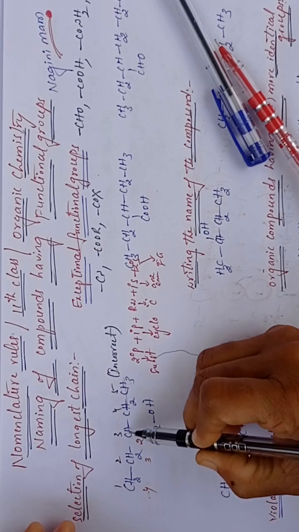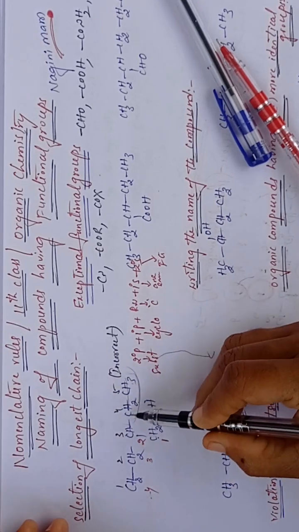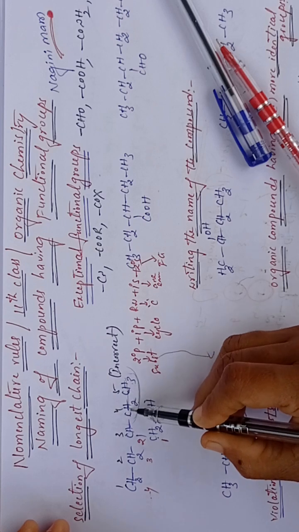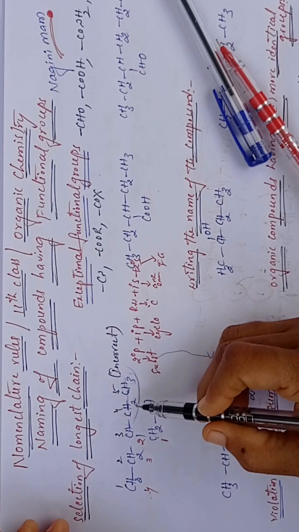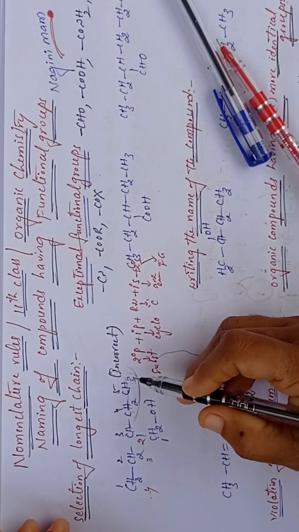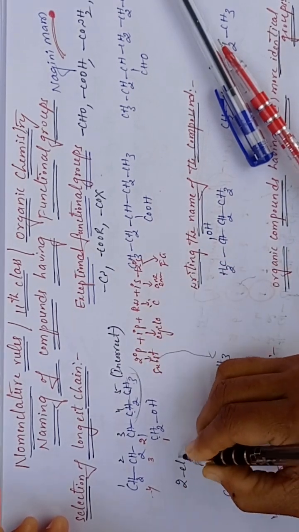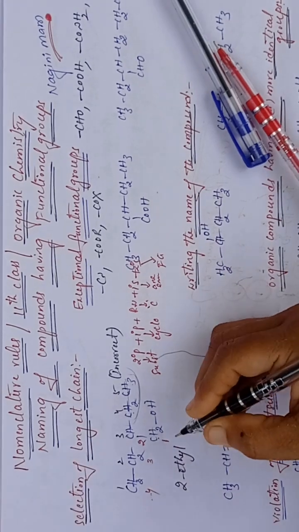Here, this is the parent chain. At the third carbon, this group is attached. This is acting as a side chain. So here 2 carbons are there. 2 carbons means ethyl. Substituent, okay? Ethyl. It is attached to the second carbon. So here, 2-ethyl. In the compound name, first we have to write the substituent name. 2-ethyl. Clear? Next one, the parent chain.